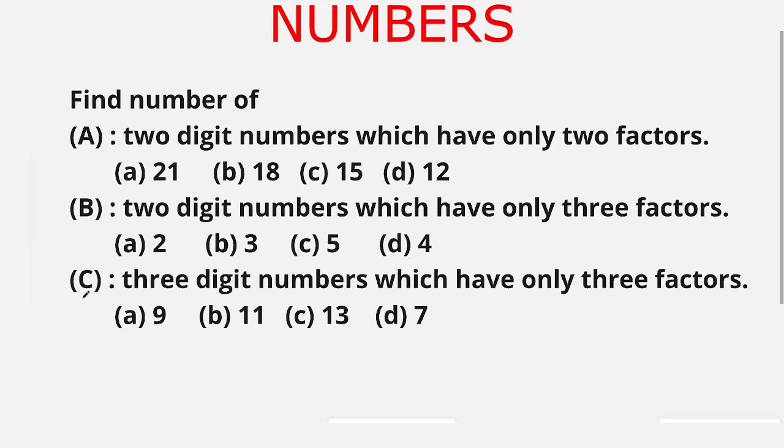Part C, 3-digit numbers which have only 3 factors. Option A 9, option B 11, option C 13, option D 7.